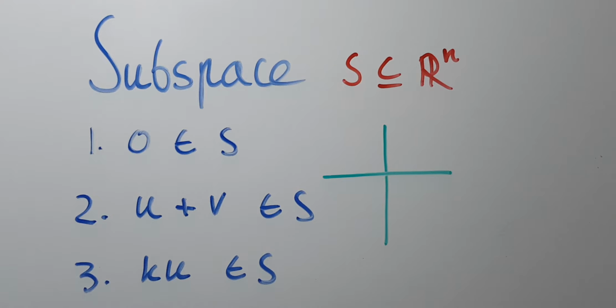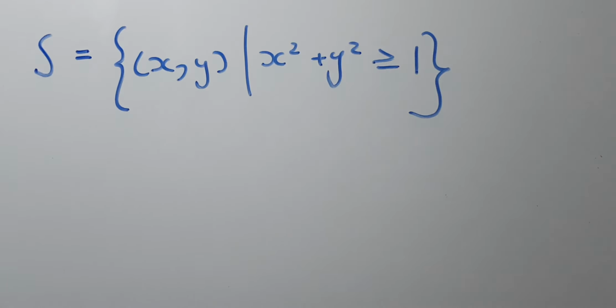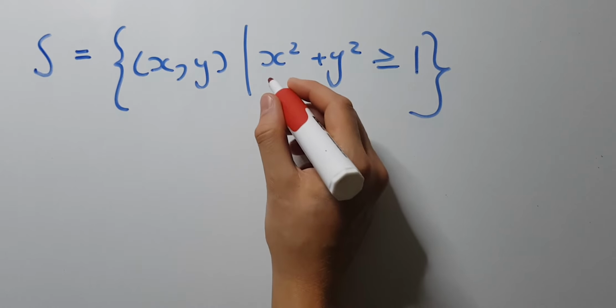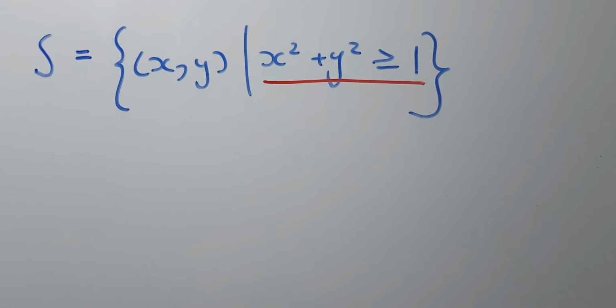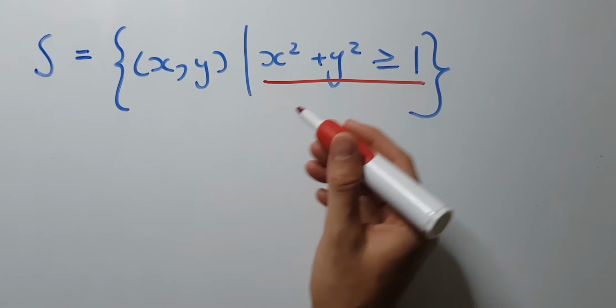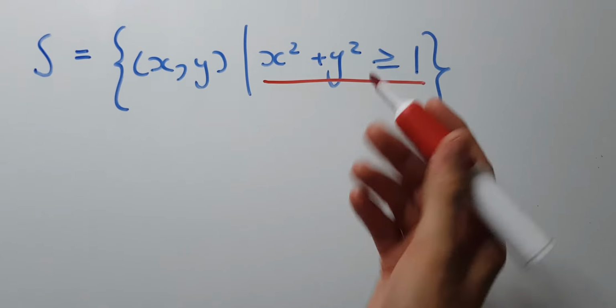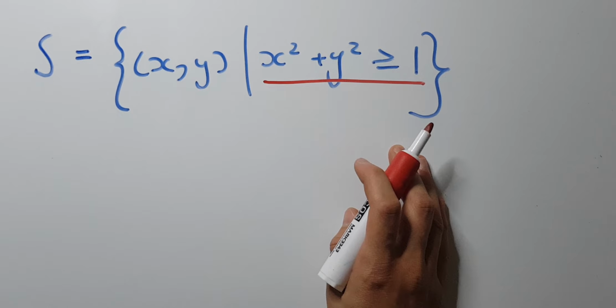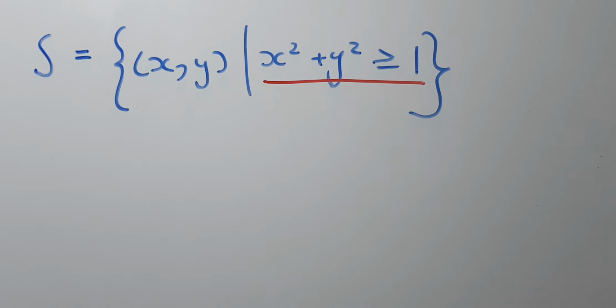So let's go through an example. This is a subset you're given, and you're not sure whether it's a subspace or not. You need to run through the three conditions. The important thing to note when you're trying to prove if something is a subspace or not is to look at the defining condition. That will be your first clue. Since the defining condition states that the square of the addition of the coordinates must be greater than or equal to 1, it is unlikely that this will satisfy all three conditions.